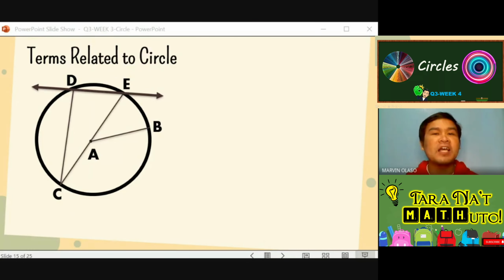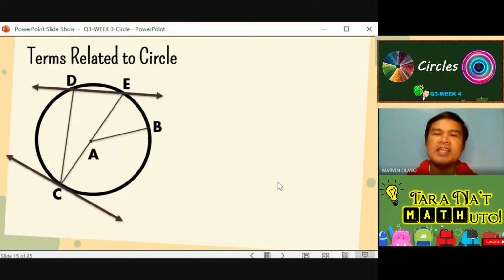Ayan, dagdagan pa natin yung isang line. So, we have another line. Pero, ano naman ang kinaibahan ng line na ito? Dito, sa secant line. Yes, tama ka. This line passes only at one point. Isang point lang ang kanyang dinaanan, while yung secant ay dalawa.